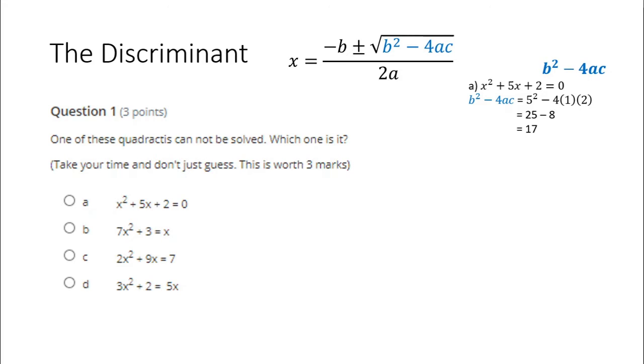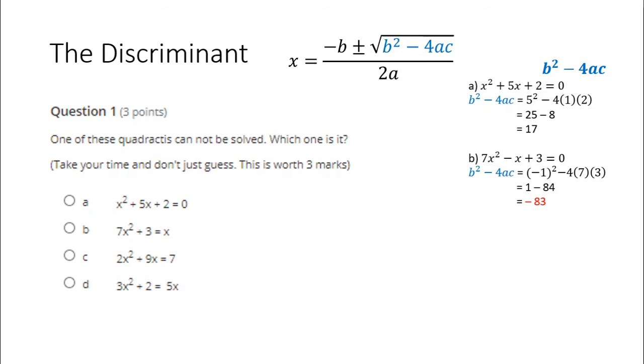Let's check question B. Now, first of all, it wasn't in the correct format. I needed it to be a quadratic equal to 0, so I've moved my x from the right side over to the left side, making it negative. So I've got a is 7, b is negative 1, and c is 3. Let's substitute that into the expression for the discriminant. And simplifying that and solving that, I get negative 83. Remember what we said before? We cannot square root a negative number. So this is the quadratic that cannot be solved.